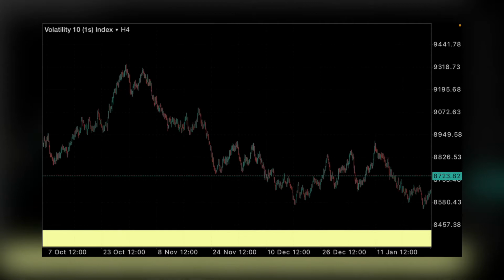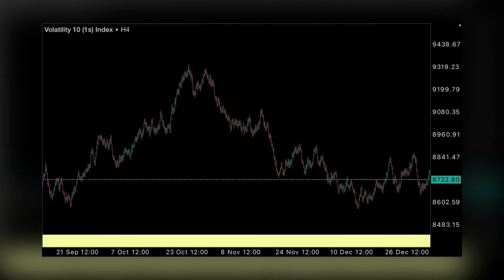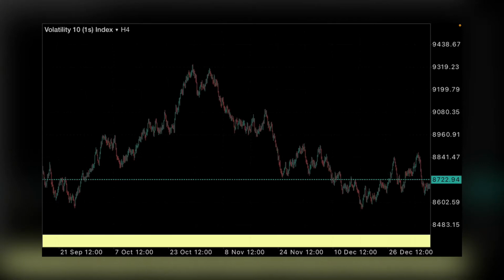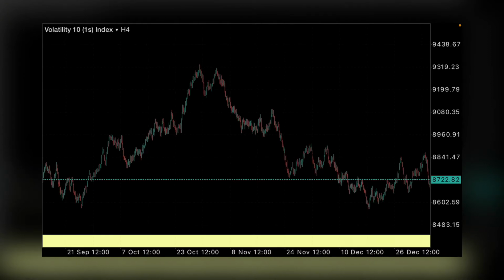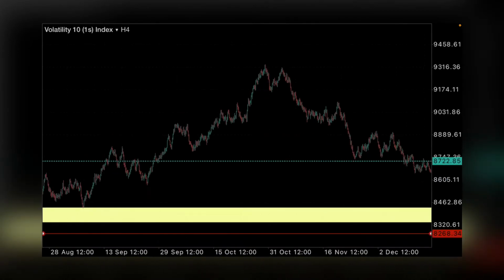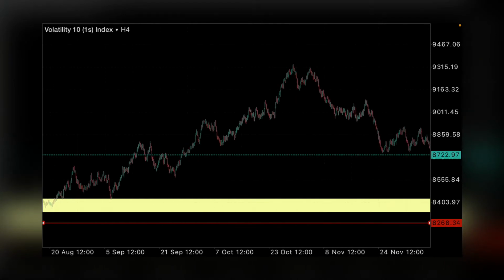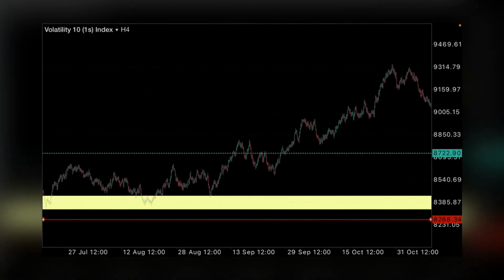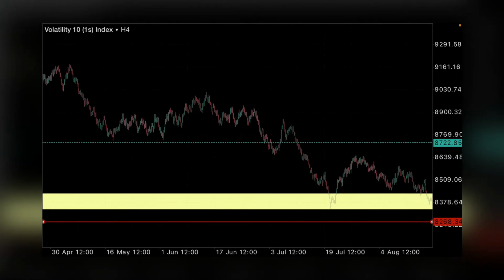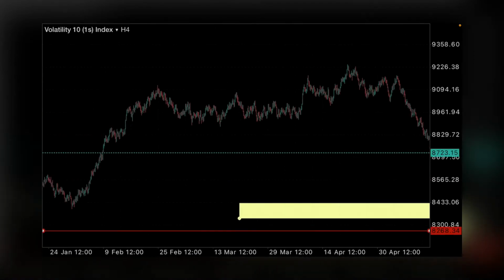Now the range bound market, you can also call it a horizontal price chart. Yes, let's use that. Like price moving horizontally. Okay, now I trade synthetic indices most, so I'm going to use synthetic indices to show you these examples.